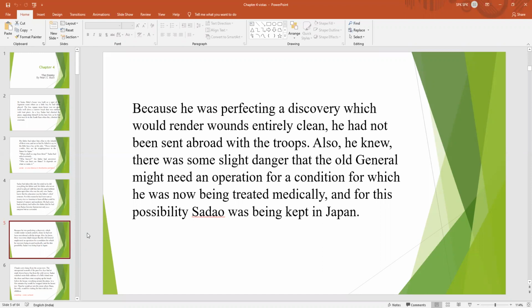First reason is because he was perfecting a discovery which would make the wounds entirely clean. And second, the general was ruling Japan, the country, at that time. He is undergoing some medical treatment, and that treatment was given by Dr. Sudhir. Dr. Sudhir is giving that treatment, and he knows that in case of emergency, that general might need an operation. So that's why he was not being sent with the troops.